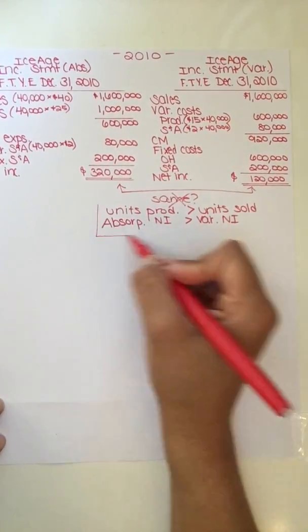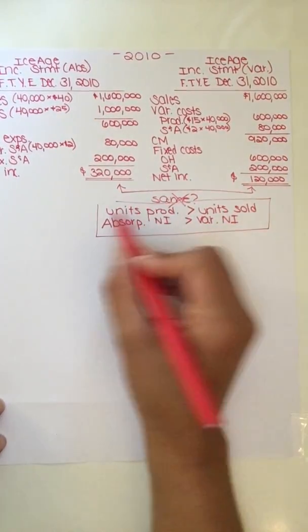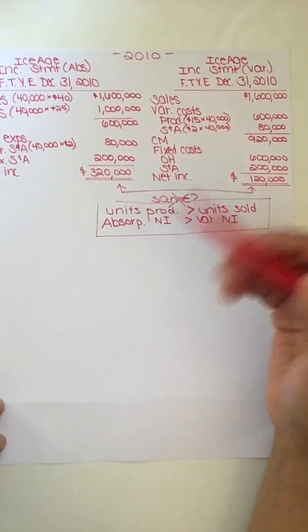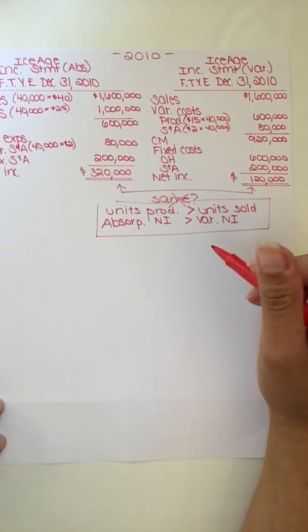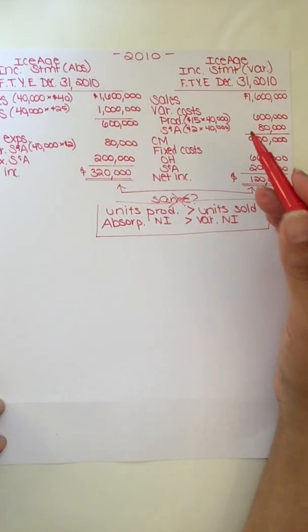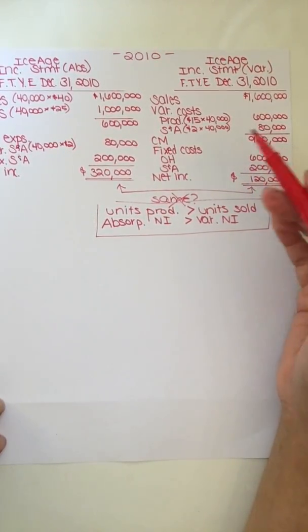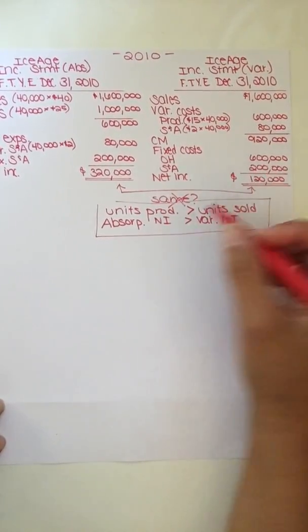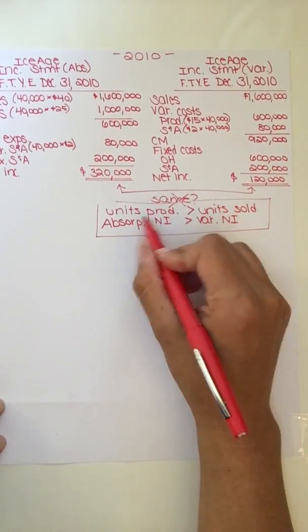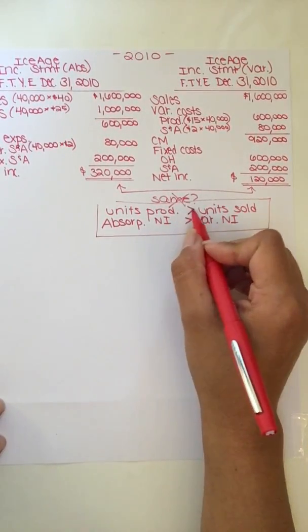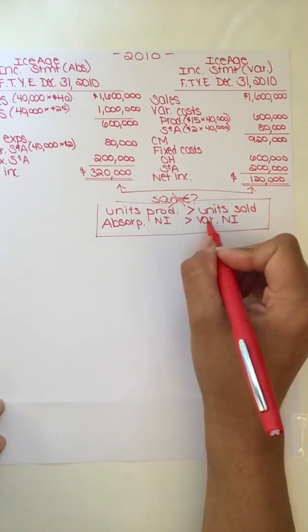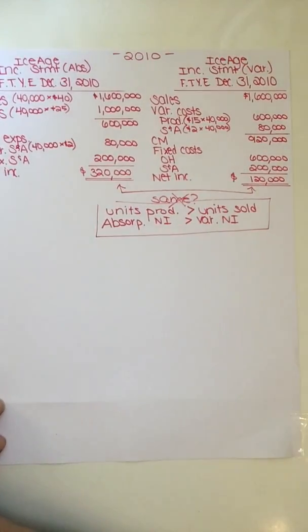So this will always be the same, and it's a nice little way that I like to give you to remember it, so you don't have to stop and think about, well, under absorption, some of it's sitting in ending inventory. If it's there, it's an asset. It's not hitting, it's a lot to think about. But if you just put these together, units produced, if it's equal, greater than, or less than, then the net income will always follow.